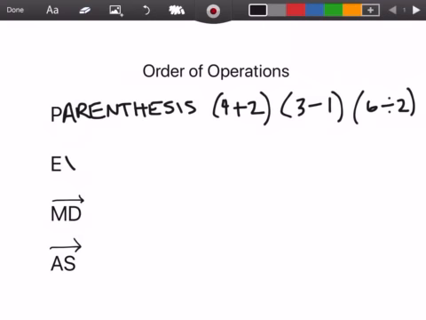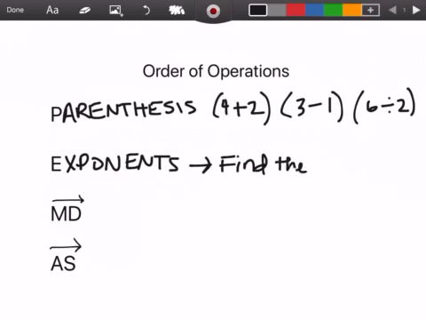E stands for exponents. Okay, so you want to find the value of those exponents. Okay, that means if you see 4 to the power of 2, then you're going to solve and say that's 16. And then you can move on to your next step.